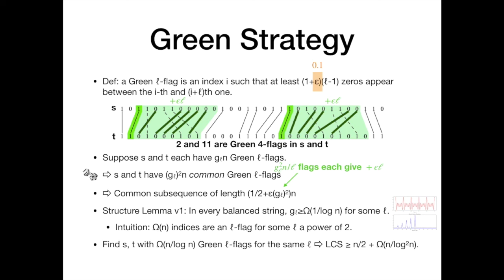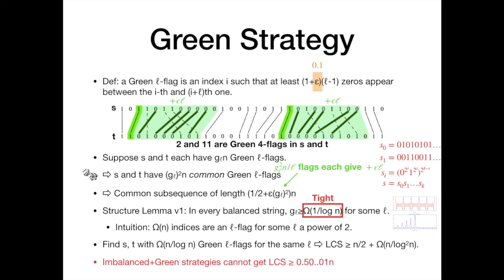argument. Okay, so I swept under the rug something about reversing the string and something about this random shifting argument, but if you add in all that machinery, this idea works. So this is great. This proves that you can get LCS n over 2 plus n over log squared n. But if we're just using the imbalance strategy and the green strategy, this is the best we can do.